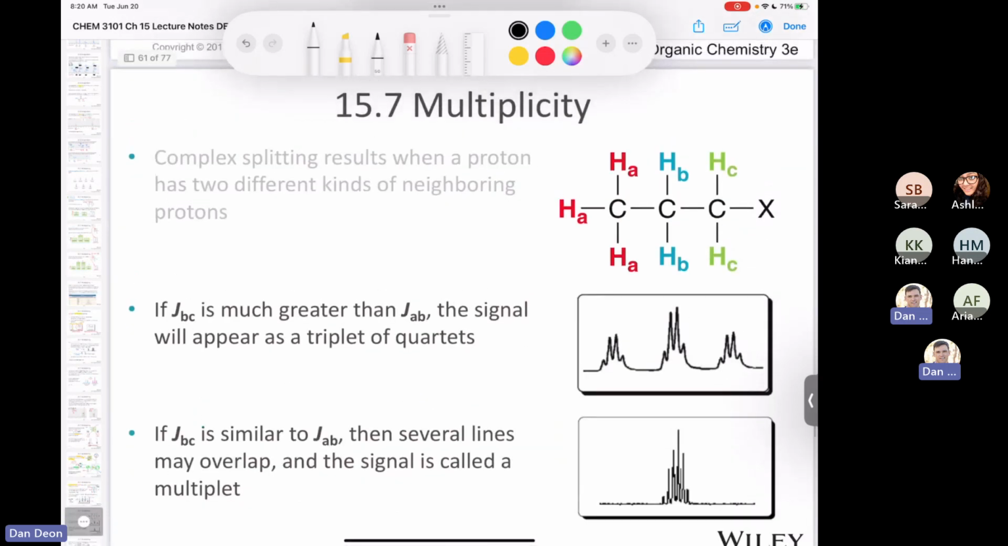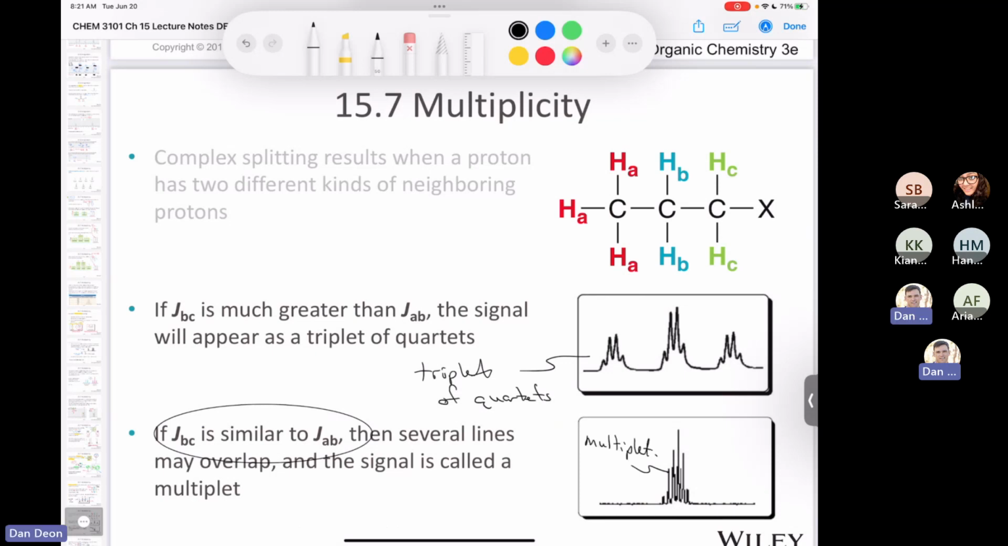However, you could get a triplet of quartets, and that's what's shown here. So this is a triplet of quartets. Why do you get a triplet of quartets this time? It's because they're saying, okay, well, the JBC, the coupling constant between B and C, is bigger than the coupling constant between A and B. And then sometimes, if the two coupling constants are similar, then we just end up with a whole multiplet, right? Which is very difficult to tell what's going on. So this we just call a multiplet.